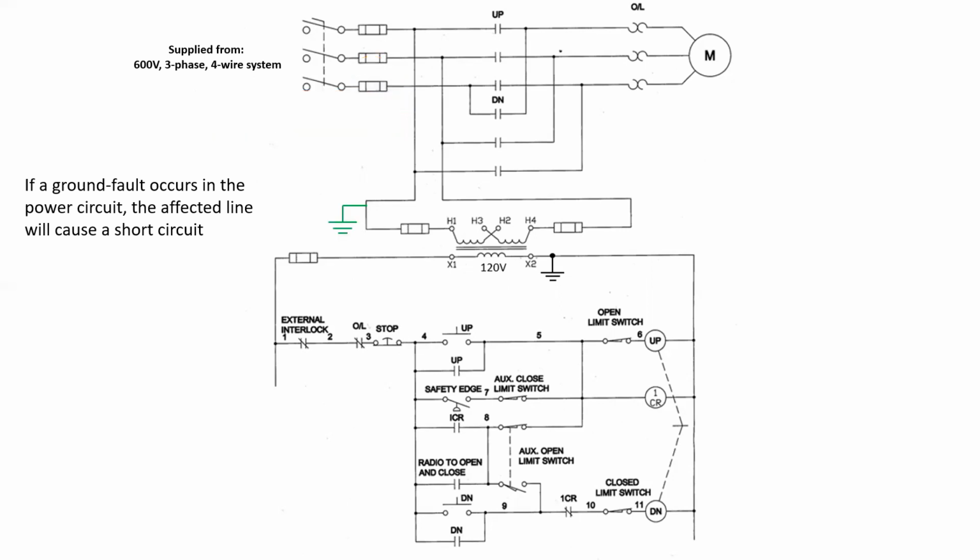If a ground fault occurs in the power circuit leading down to the control circuit, again, the offending line will cause the fuse to blow.